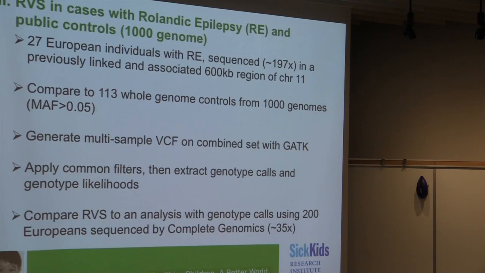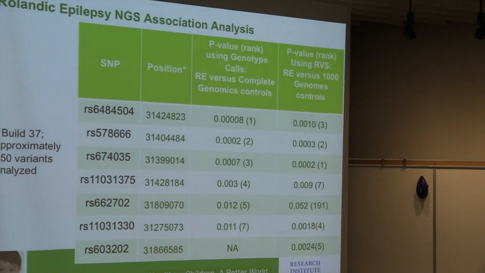So we thought comparing two high read depth samples, we shouldn't have read depth bias. So that was the comparison. And really the take home message here is, in this column here, these are the association p-values for the SNPs in the first column. And the last column here is RBS with the rolandic epilepsy cases versus 1,000 genomes control. And the second to last column is the p-value using genotype calls from the rolandic epilepsy cases and the complete genomics high read depth controls. And what's nice to see here is that the top four or five variants are all very similar between the two approaches.